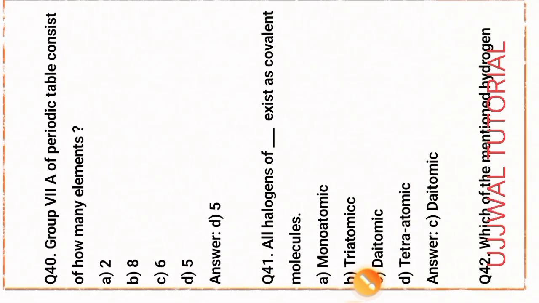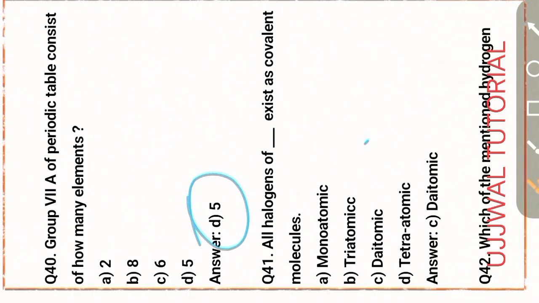Next question number 40. Group 7A of the periodic table consists of how many elements? That is 5. Okay, option D is the right answer. Okay, next question number 41.